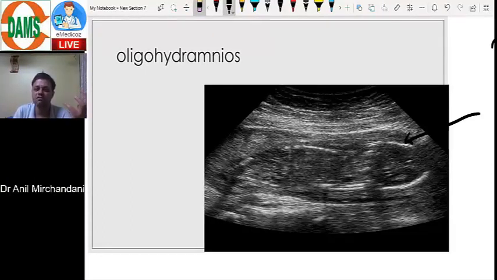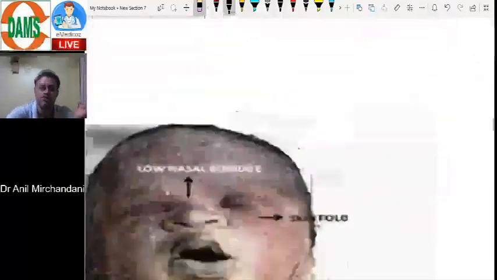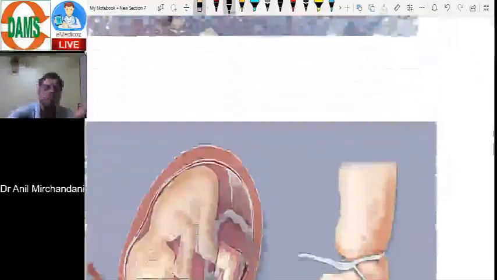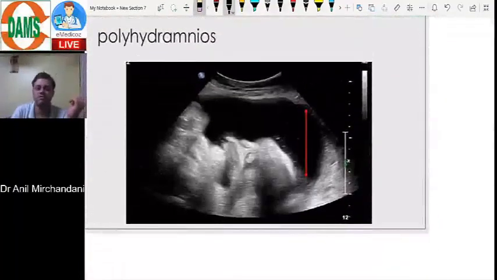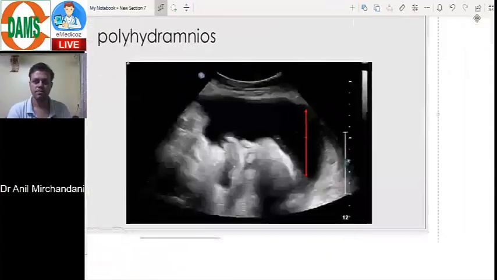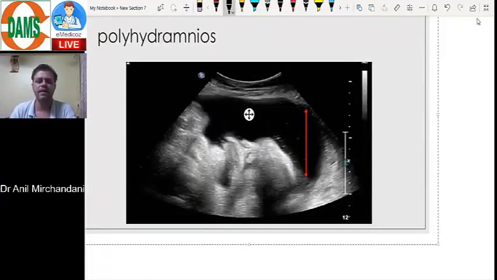There are no pockets or fewer pockets of amniotic fluid as compared to this picture. Give me one second. As compared to this picture, you are seeing the baby, there is the outline of the baby over here, and there is a black pocket over here. That black pocket is of amniotic fluid. So it's a huge pocket. Single deepest pocket would definitely be more than 8 centimeter over here. So this is a polyhydramnios picture.